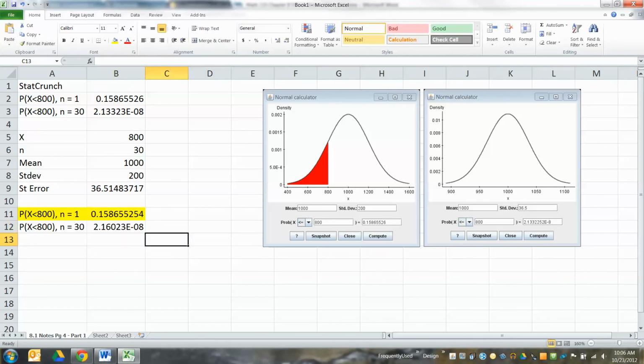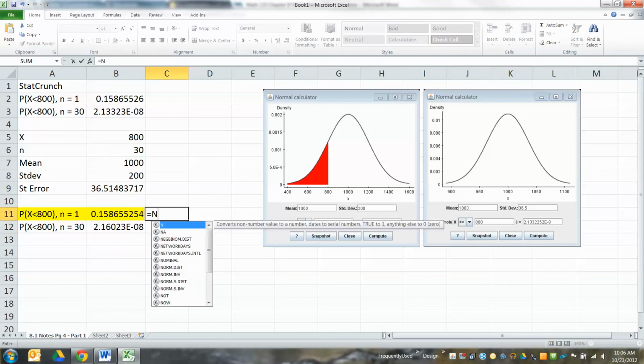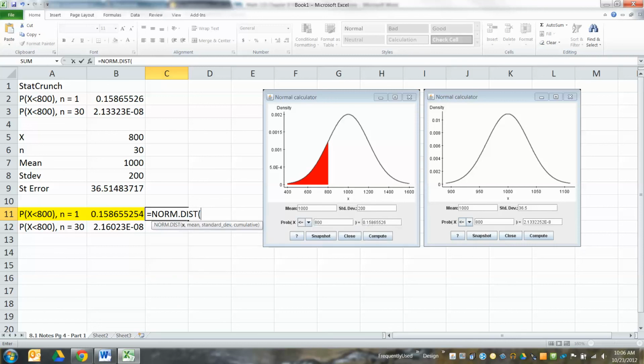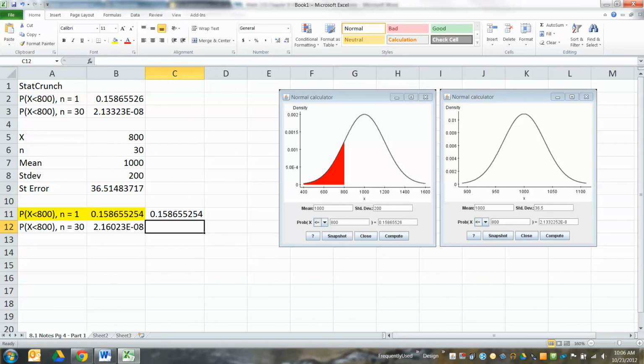And of course, hopefully you all know that you could just type this: equals norm.dist 800, comma, 1,000, comma, 200, comma, true. You could just type it yourself. You don't have to use the cell referencing thing. That was just me trying to organize myself, right? Which is nice, like if you're taking a My Math Lab quiz or a test, it's kind of nice sometimes to help set up your spreadsheet and kind of figure some things out for yourself. That's all.